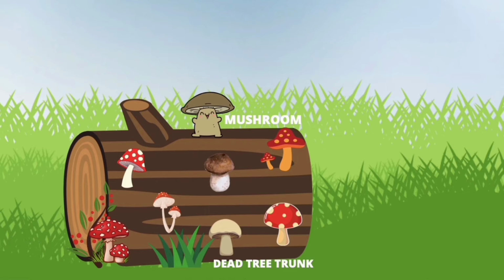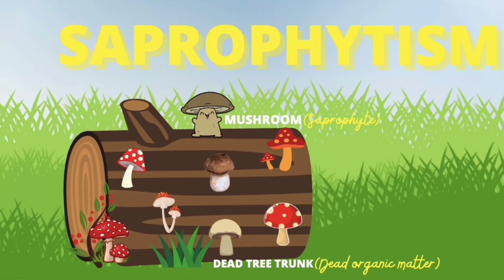Now, the interaction between mushrooms and the dead tree trunk is saprophytism, as the mushroom acts as the saprophyte and the dead tree trunk as the dead organic matter.